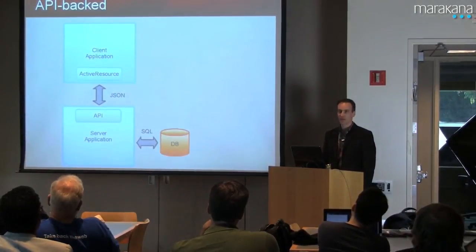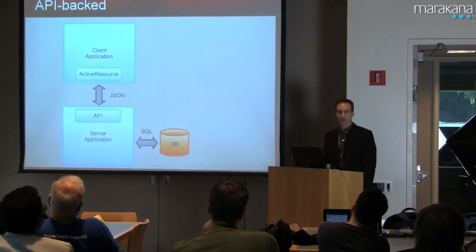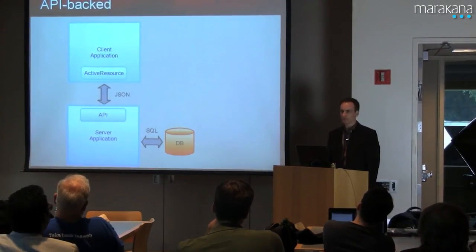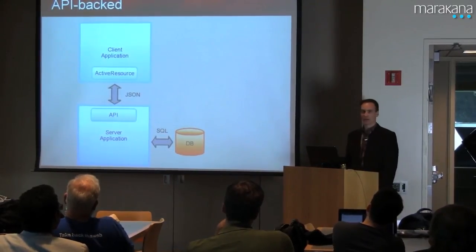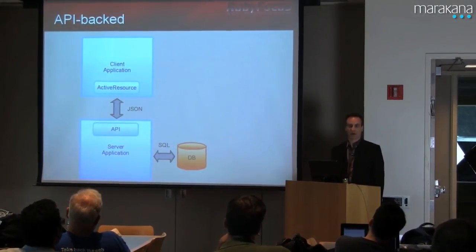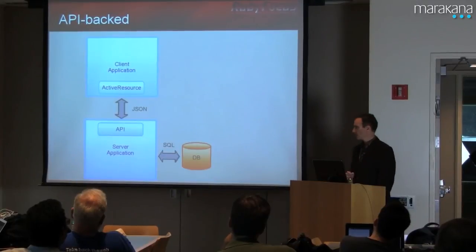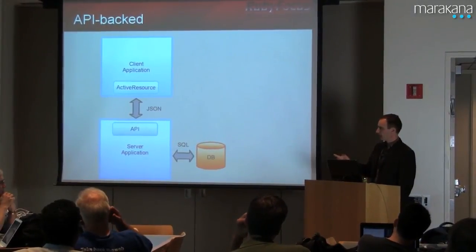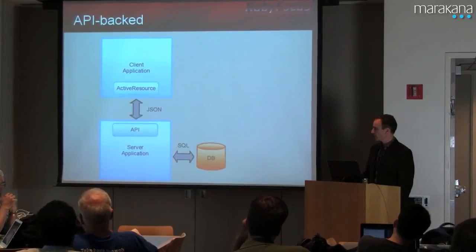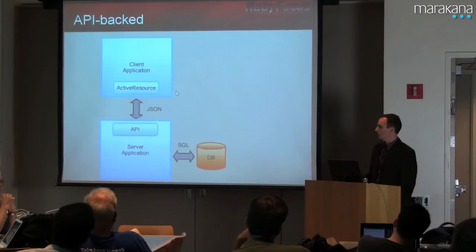And ActiveResource was added to Rails around 2.0 or so. And it's designed to make the data connection to the backend somewhat transparent. And I'm saying somewhat because it's not fully there. And then the server application, of course, might have its own database it talks to through SQL again. This is a common model.